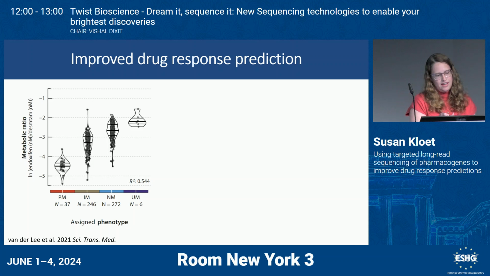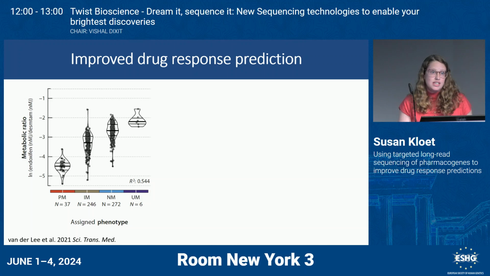So if we take a look at the normal metabolizers, shown here in the light blue, you can see that some of the normal metabolizers actually break down the drug as poorly as our poor metabolizers over here. And similarly, we have many normal metabolizers who actually break down the drug as efficiently as the ultra-rapid metabolizers. So using the current clinical guidelines, we're only able to explain about 54% of the variation in our data set.